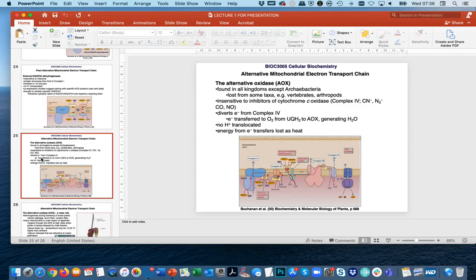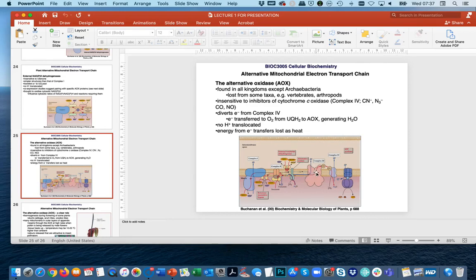This alternative oxidase diverts electrons from complex 4, from cytochrome oxidase, and that's illustrated in the diagram. So electrons come out of the UQ pool at the alternative oxidase. They don't all go through complex 3 and complex 4. Electrons are transferred to the alternative oxidase, generating water. Oxygen is still the electron acceptor, but no protons are being pumped across the inner mitochondrial membrane.